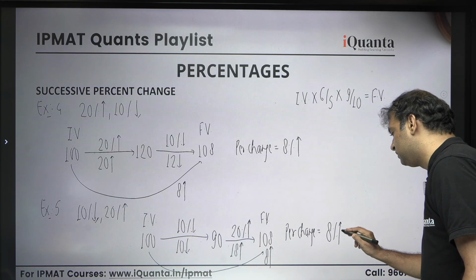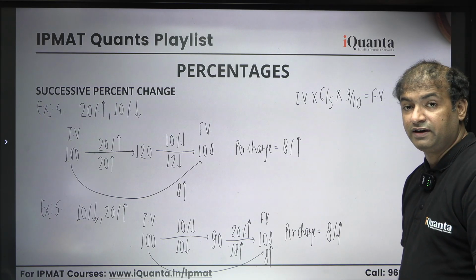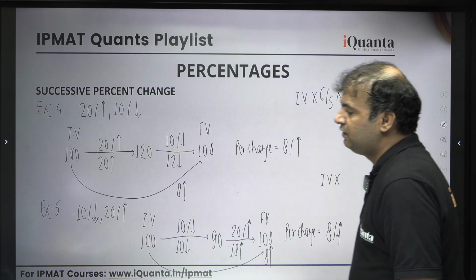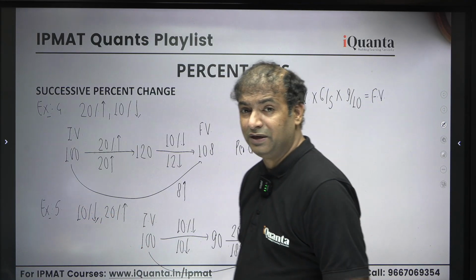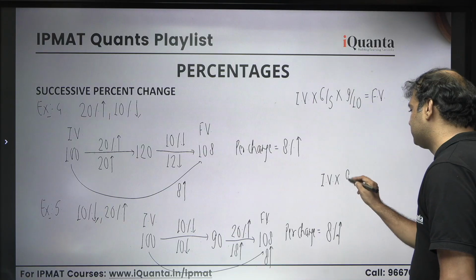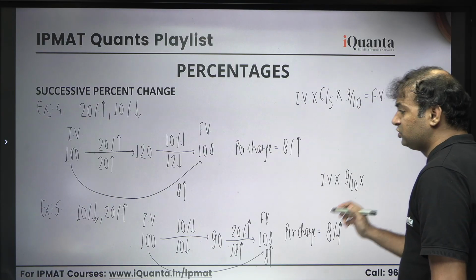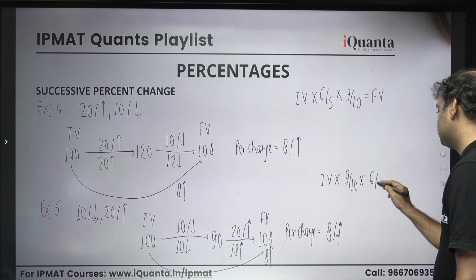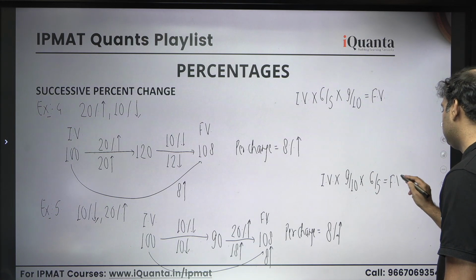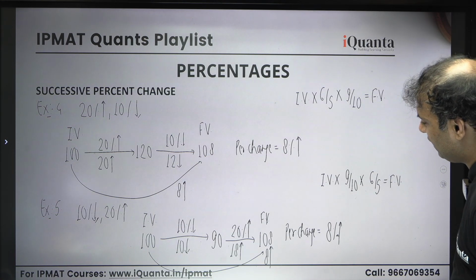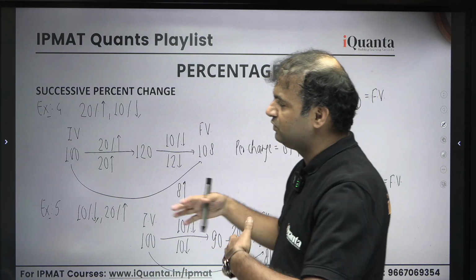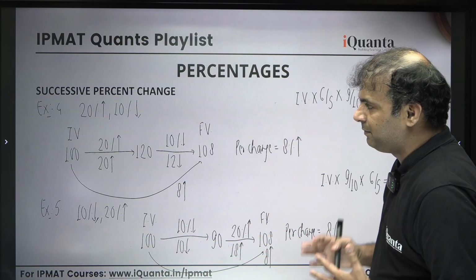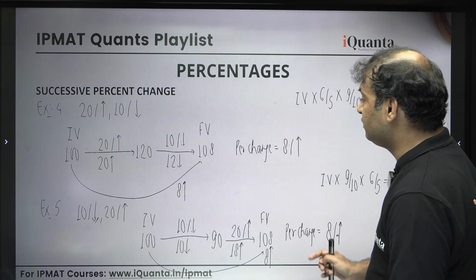And what about the relation between the initial and final values? The initial value into the multiplication factor. First, 10% is a decrease, so the multiplication factor is 9 by 10. Then 20% is an increase, so the multiplication factor is 6 upon 5. So this is the final value in all. All right, guys, I took 2 examples to make you understand a few things. You see what is happening in these 2 examples? The final result is the same.